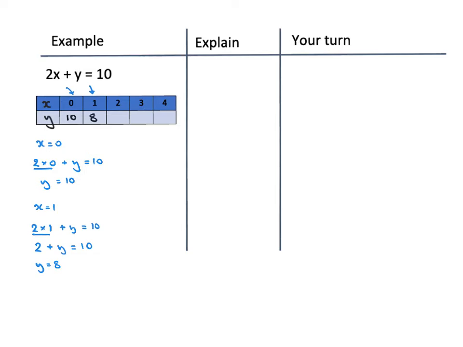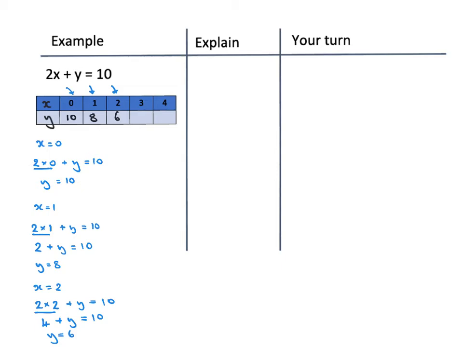Now let's have a look at the third column, where x equals 2. So x equals 2 gives us 2 multiplied by 2 in place of 2 multiplied by x, add y equals 10. 2 multiplied by 2 is 4, add y equals 10. And by inspection, 4 add something is 10, so y equals 6. So the next value in our table is 6.